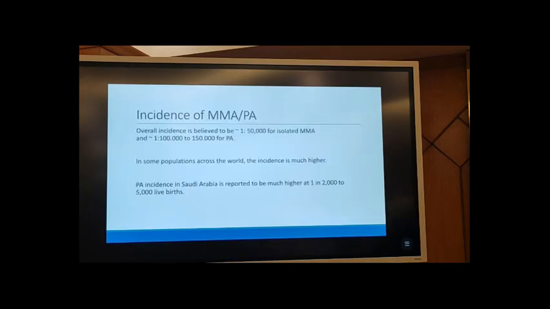The overall incidence is 1 to 50,000 in case of isolated methylmalonic acidemia, but propionic acidemia is rare. It's from 1 to 100,000. In some populations like Saudi Arabia, as I mentioned before, it could be up to 1 in 2,000 to 5,000 live births.